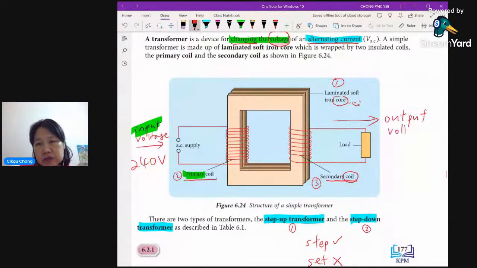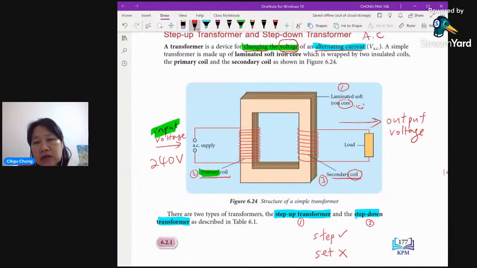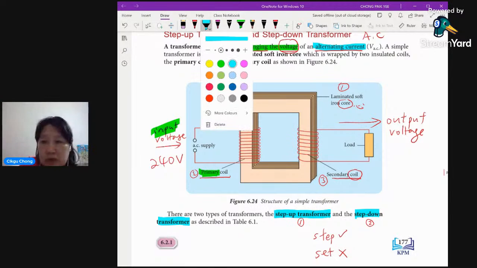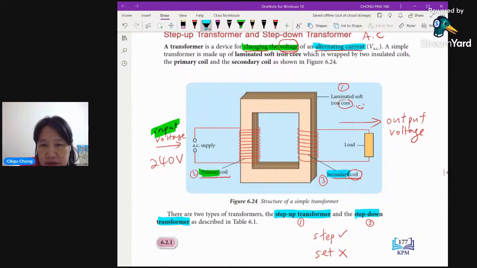The output voltage will not be the same as your 240 because we're changing it. It's connected to the load. The load is something that uses this voltage. For example, it can be a bulb, a laptop, or a handphone. The device that uses the output voltage, for example a bulb, is called the load. Always take note that the secondary coil is always with the output.